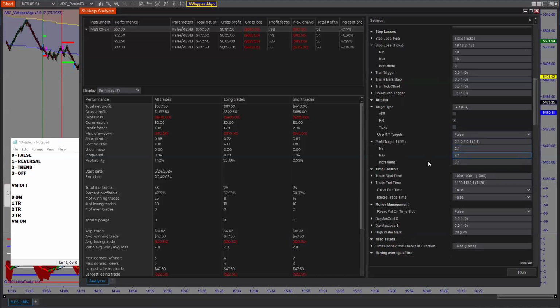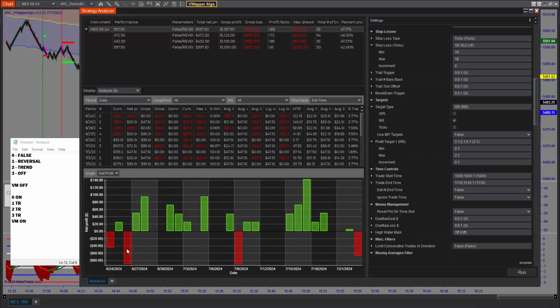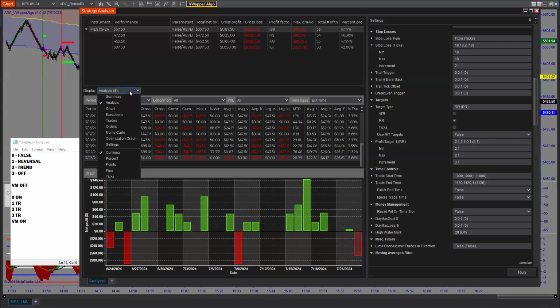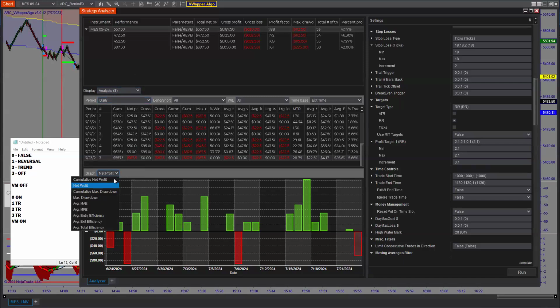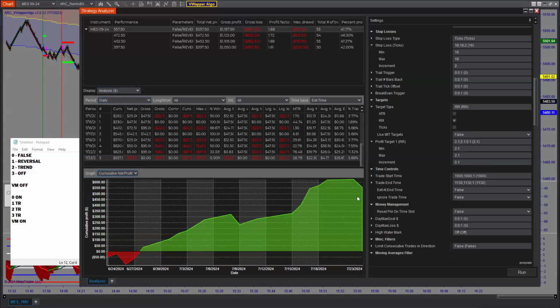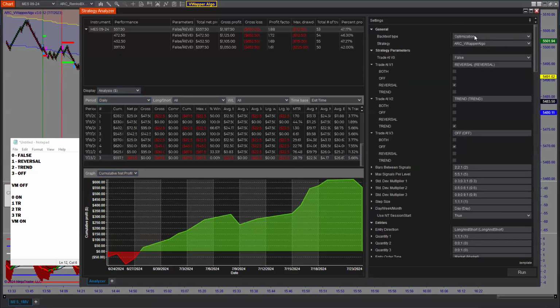Okay. Let's take a look at dailies. Losing day there, another losing day there. Yesterday, 2.1 is the profit target, risk reward. So that looks good. Let's go to the cumulative. Pretty decent. Let's go back here now and go to back test.